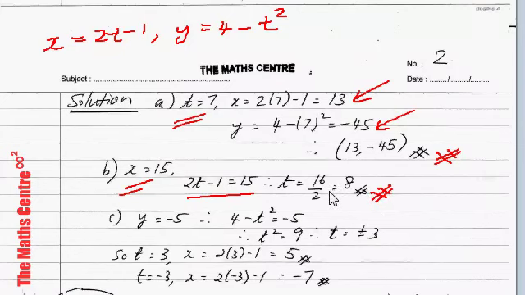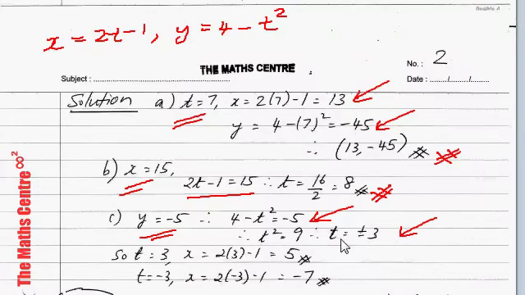In part C, they ask you to find the possible values of x where y is negative 5. So when y equals negative 5, we have to go ahead and find the values of t first using the parametric equations given to us. In this case, y equals 4 minus t squared. So you can write 4 minus t squared equals negative 5. If you clean this up, you will get t squared equals 9, and therefore t equals plus or minus 3. So you know x equals 2t minus 1.